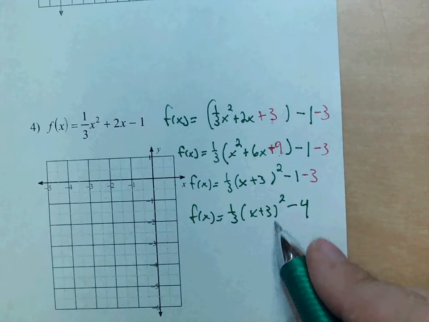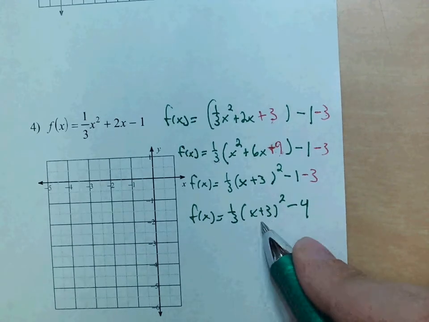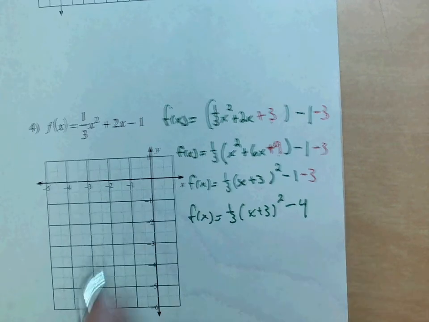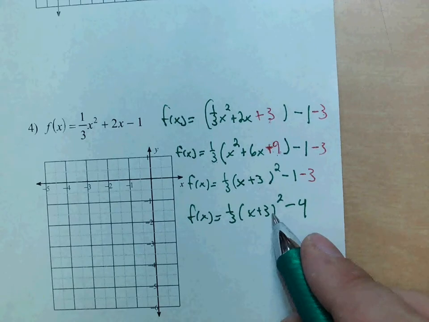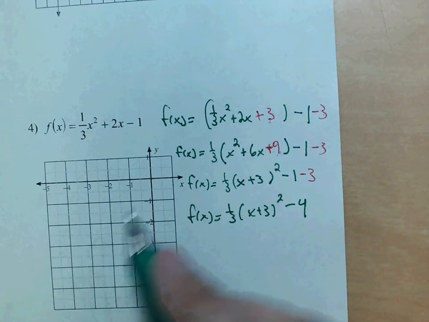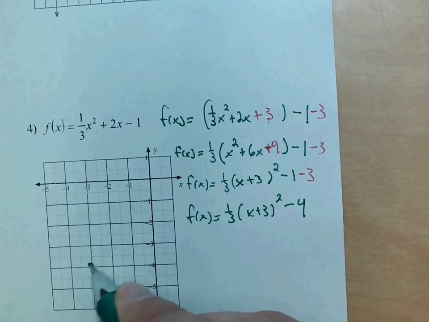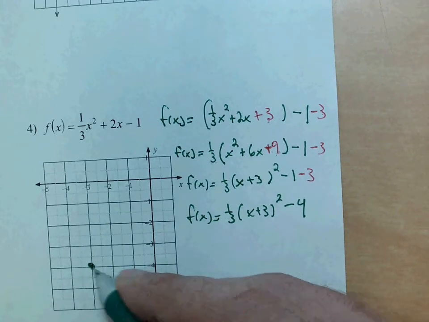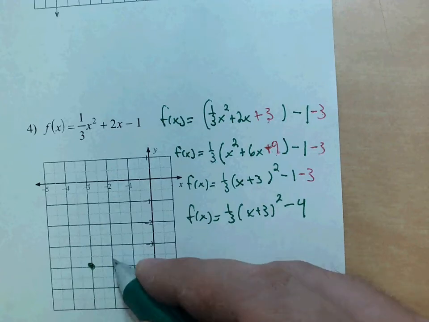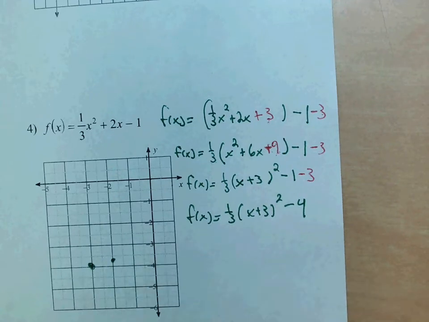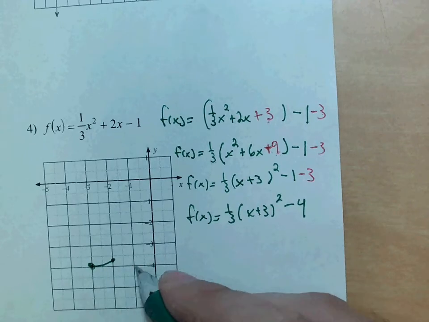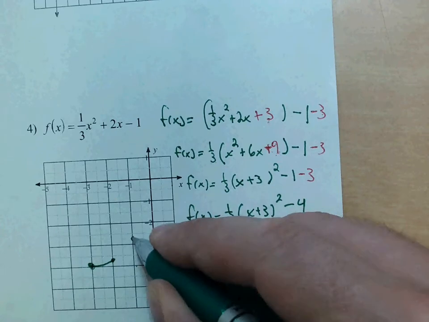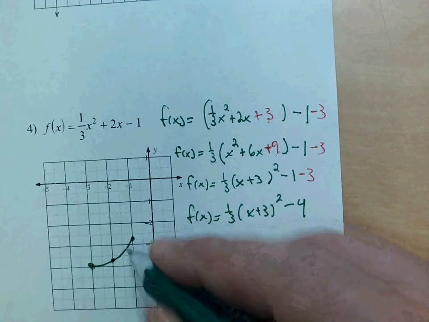Now we need to graph it. We have a horizontal shift left by 3 and a vertical translation down by 4. So our vertex, instead of being at 0, 0 like it is on the parent function, y equals x squared, will be 3 to the left and 4 down. We also have a vertical compression by 1/3. x squared, 1 squared is 1, but 1/3 of that will be right here. 2 squared is 4. 1/3 of 4 is 4/3, which is 1 and 1/3.